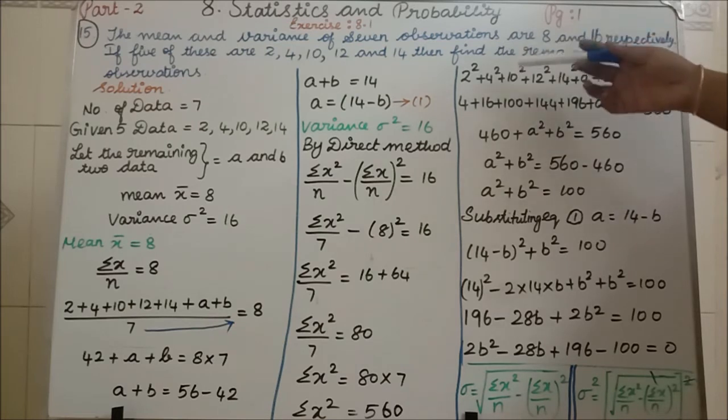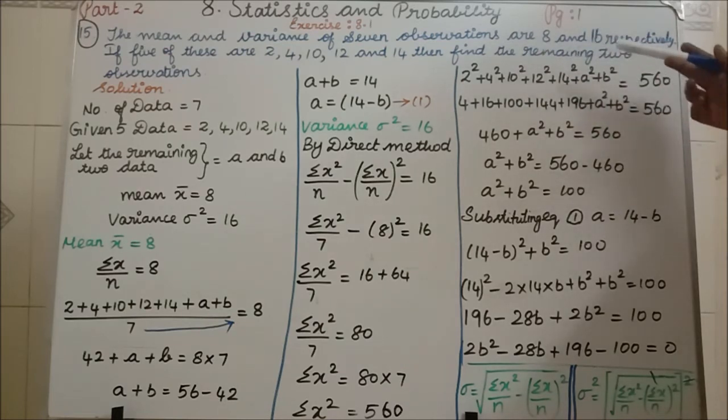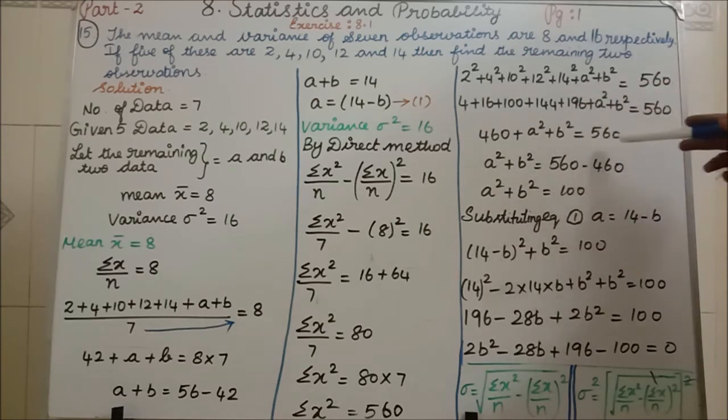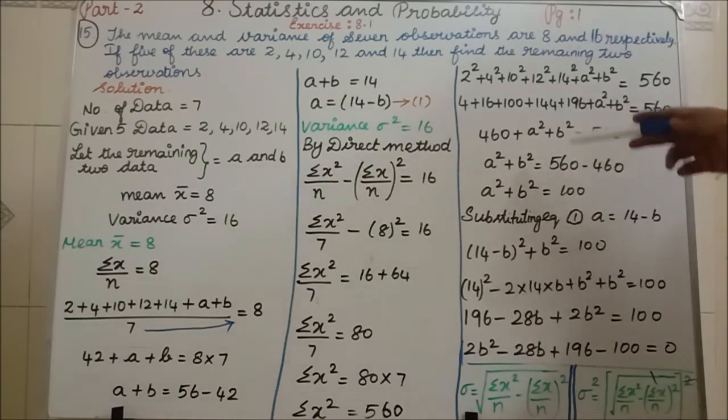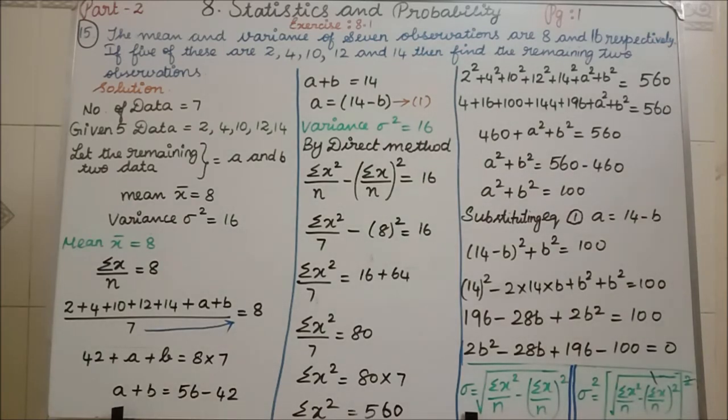2 square is 4, 4 square is 16, 10 square is 100, 12 square is 144, 14 square is 196, a square plus b square equal to 560. Adding 4 plus 16 plus 100 plus 144 plus 196, we get 460 plus a square plus b square is equal to 560. If this 460 comes to this side, it becomes minus 460. So a square plus b square equal to 100. Clear?